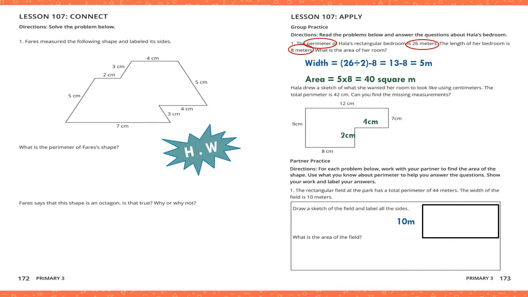Here I only have the width, so I must get the length. I will take the perimeter and divide it by 2, then subtract the width. So length equals 44 divided by 2 minus 10 equals 12 meters. Here I have the length and width, so area will be 12 times 10 equals 120 square meters.